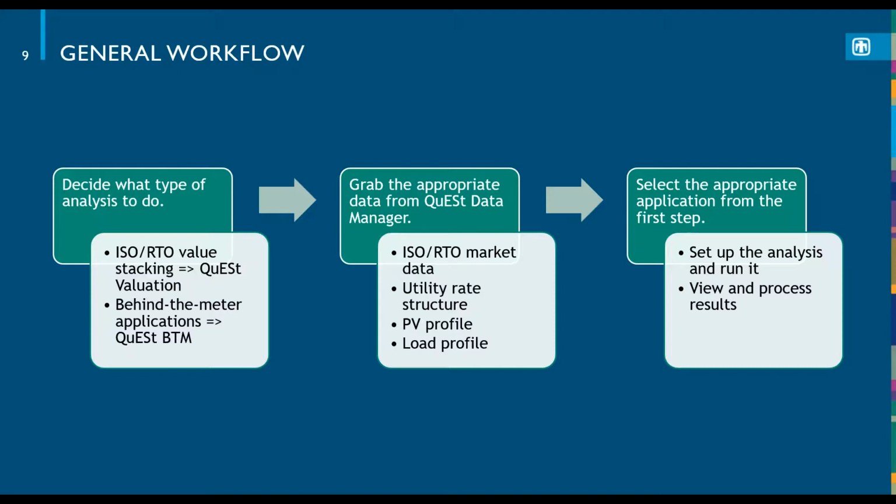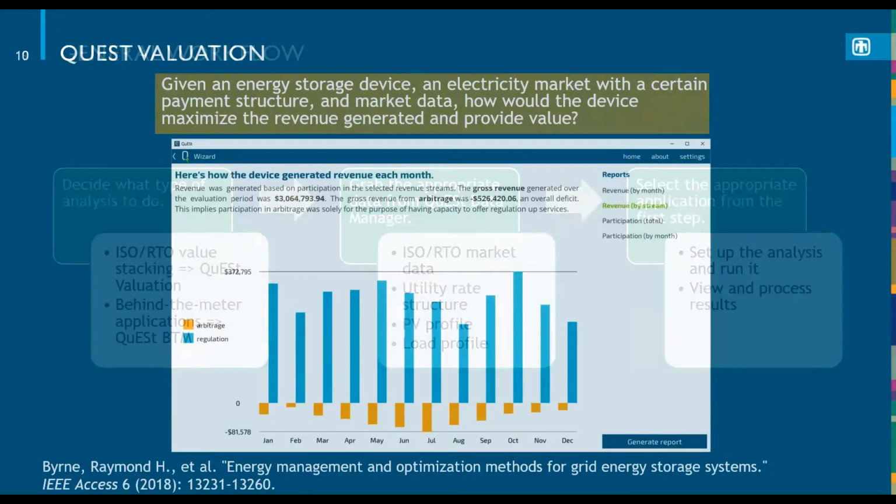So once you've decided that, you need to grab the appropriate data for the analysis using QuEST Data Manager. For example, if you're using QuEST Valuation, you're going to need market data for the ISOs and RTOs that you're planning on looking at. Finally, once you've acquired the appropriate data, you can proceed to the app of your choice, set up your analysis using the wizards or other interfaces, and generate and view results.